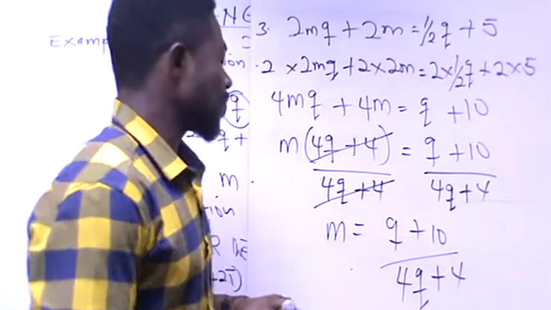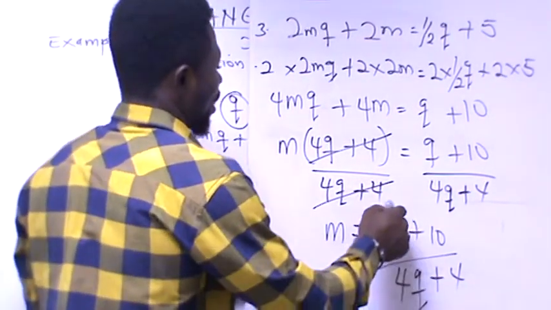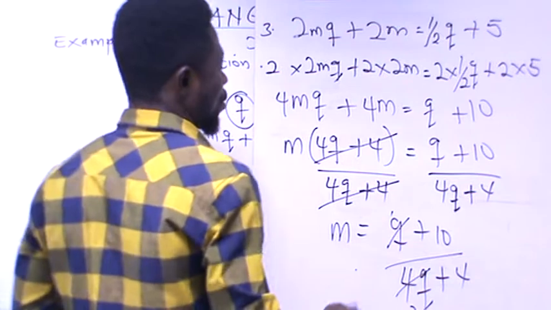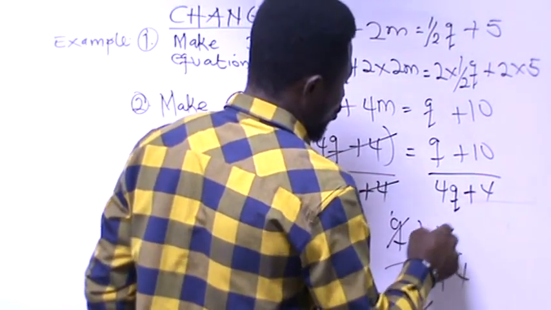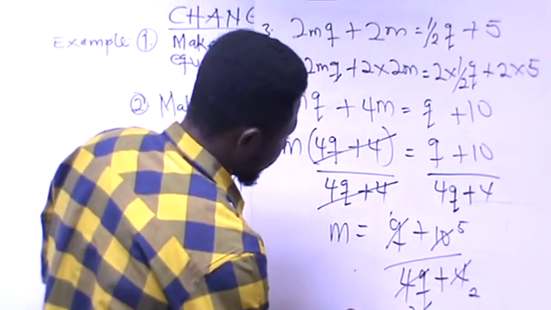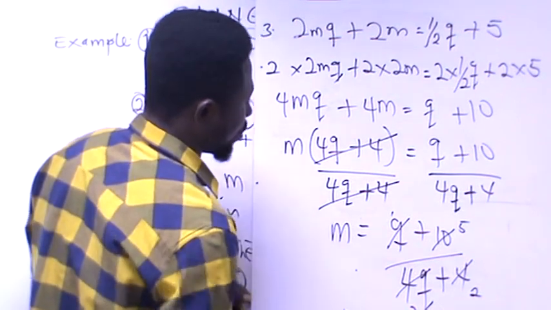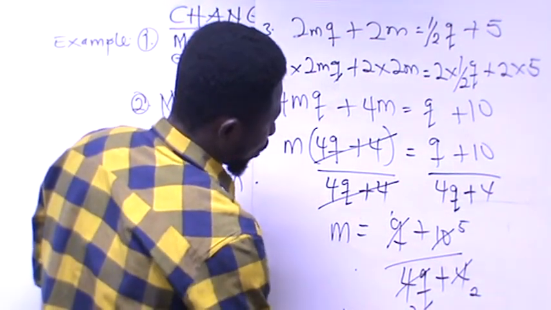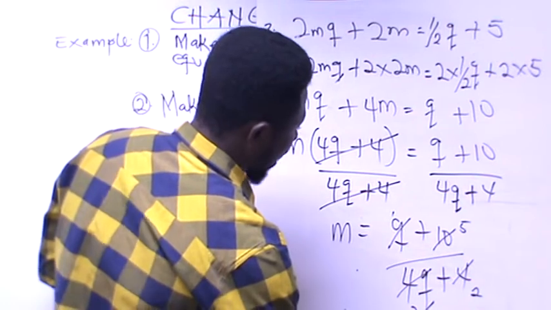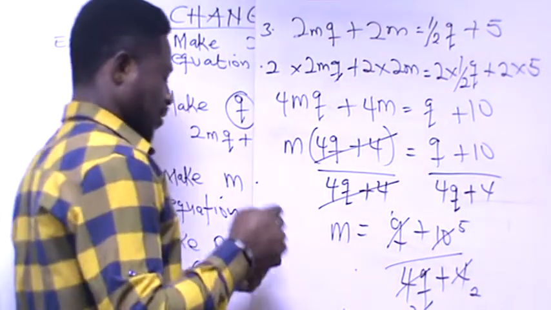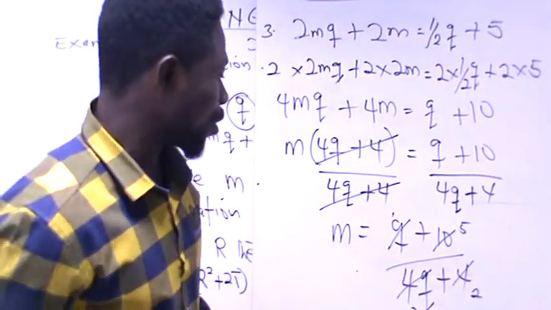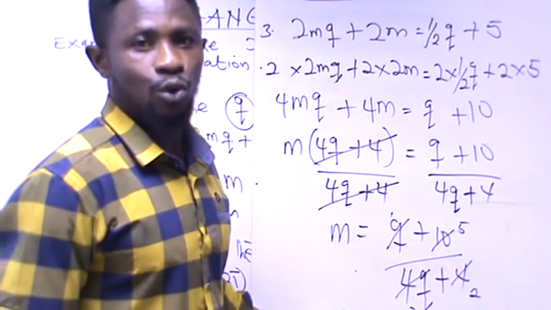Here we can go further to do our cancellation. Here we have 3Q. 2 will go here to be 5, and 2 will go here to be 2. So we have M equal to 6 over 3Q plus 2. And it is very simple as well. That is how we make M also the subject.